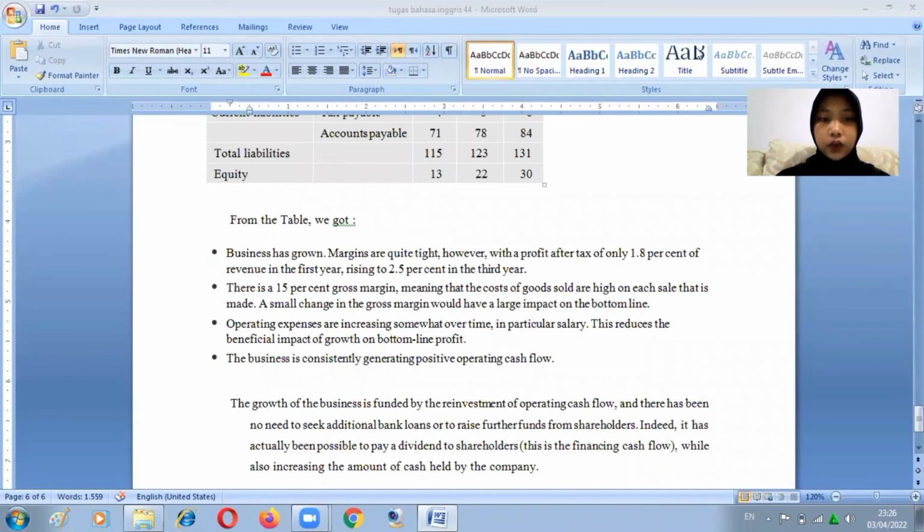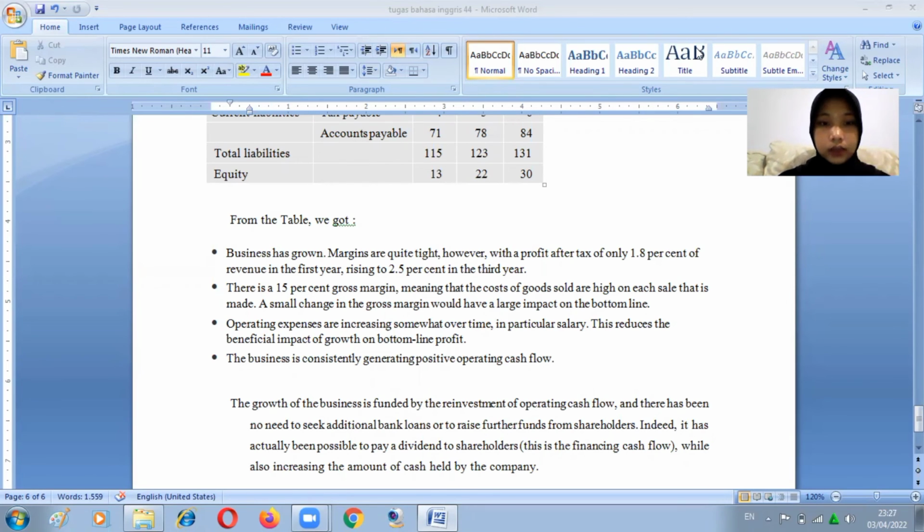From the table we see the business has grown. Margins are quite tight, however, with a profit after tax of only 1.8% of revenue in the first year, rising to 2.5% in the third year. There is a 50% gross margin, meaning that the cost of goods sold is high, and on each sale that is made, a small change in the gross margin would have a large impact on the bottom line.